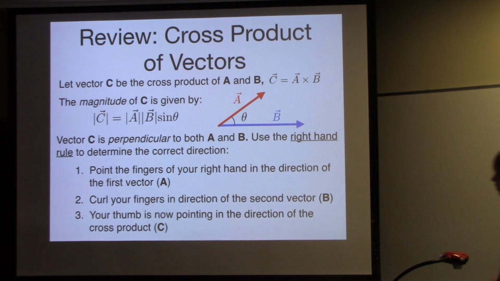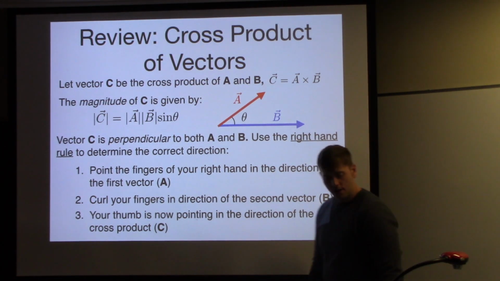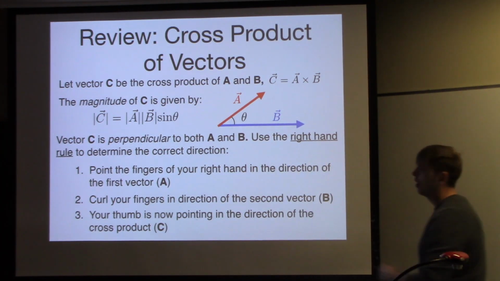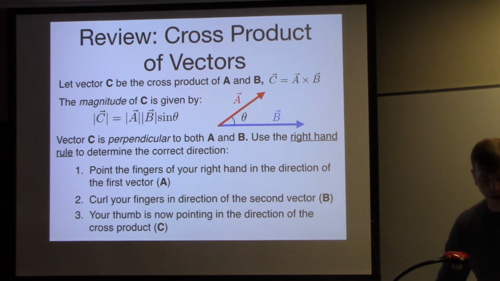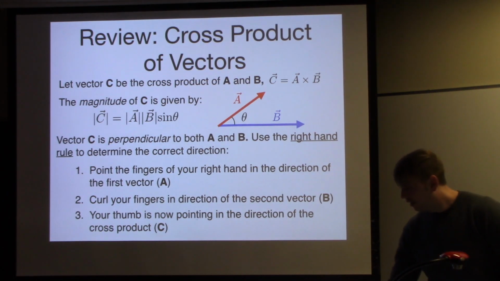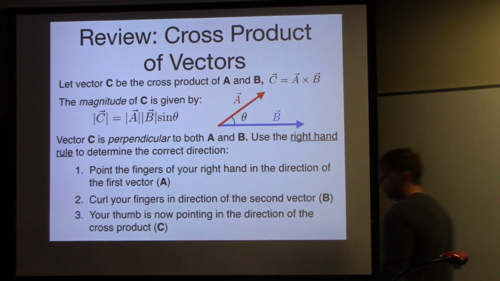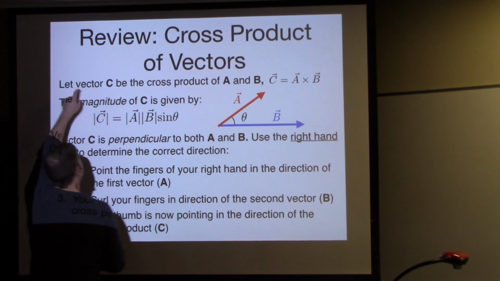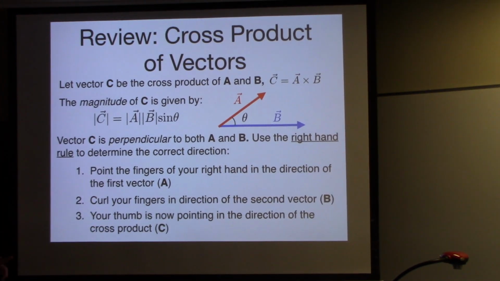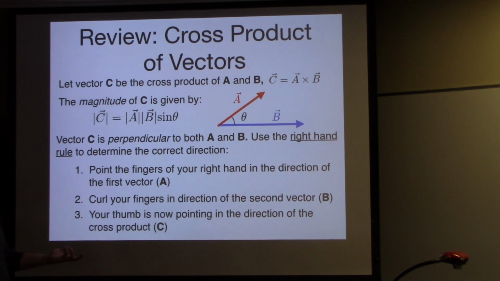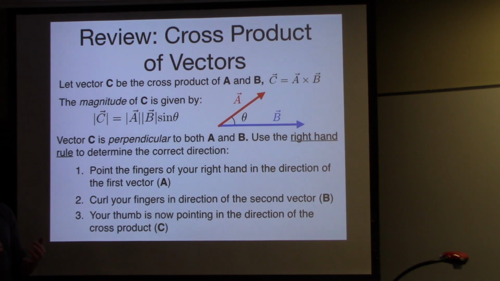And actually, to understand anything about the force that a wire feels when it's in a magnetic field, we need to review cross products, because the entire math of this is given by cross products. Okay, so this should be a review, but let's go over it. Let's let vector C be the cross product of vectors A and B. So in other words, we have the equation that says C is equal to A cross B. I want to know what C is given that I know A and B.